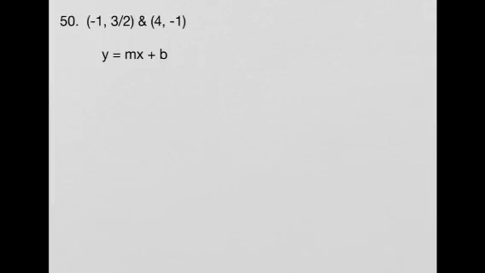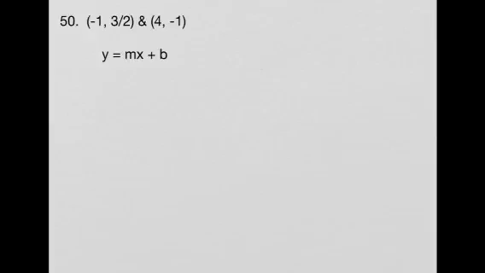So for number 50, they give you the graph of a line, and they mark those 2 points that I have right there. What they want you to do in this problem is write the equation of the line in slope-intercept form, which is this form right here. Okay? So, we need the slope, and then after that we need to find the y-intercept so that we can write it in the correct form. So let's go ahead and set this up.